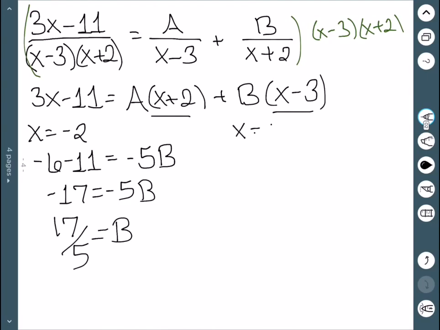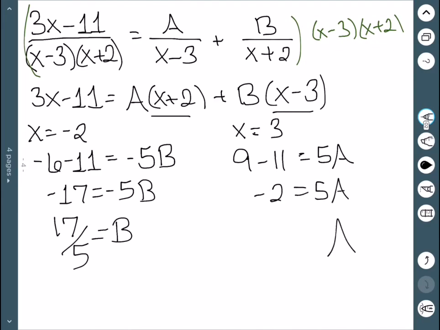We could also let x be equal to 3. On the left, we have 9 minus 11. On the right, I have 5 times a and then 0b. So negative 2 is equal to 5a, which means a is negative 2 over 5. And so now we can set up our integration.